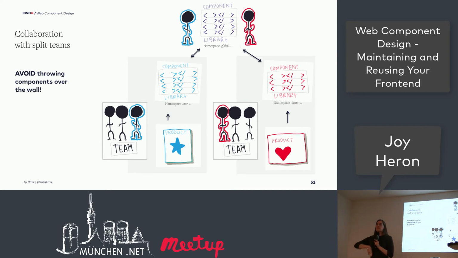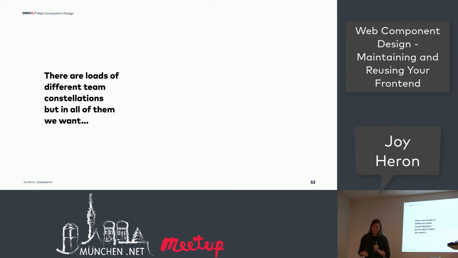But here what we want to do is avoid throwing components over the wall. That's why I said it's so important that we have cross-functional teams. So it's not like you're the back-end people, I'm the front-end people. It's bringing the teams together to work on different things together and not just be like, oh, here's a component, use this, and then it didn't work, and then we want to collaborate.